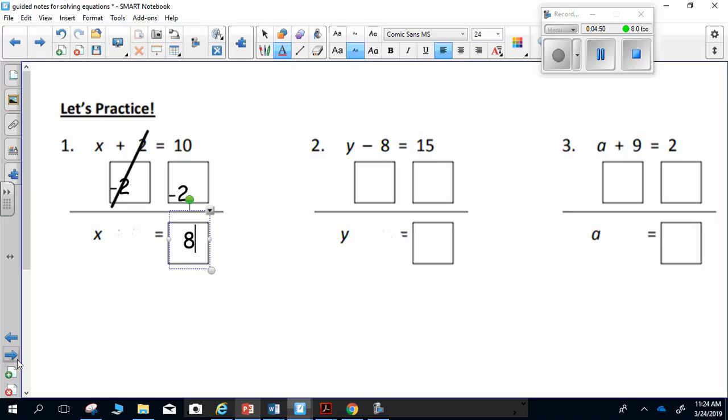When we want to check this, we're going to do the same thing. So we're going to just take our 8 and put it back into the problem. And 8 plus 2, of course, is 10. 10 equals 10, so we've done that correctly.